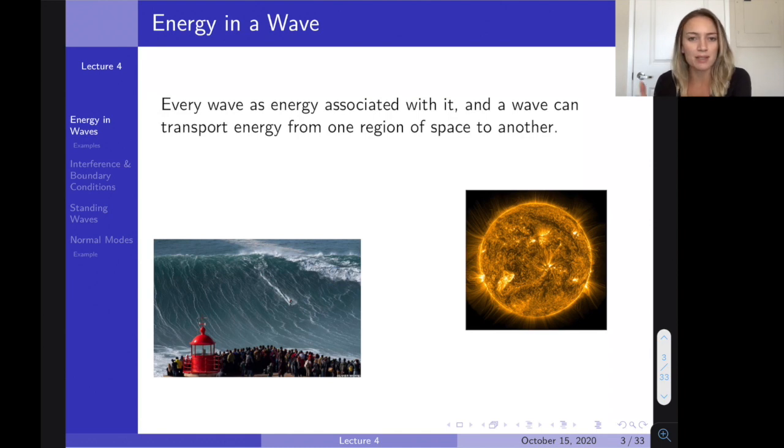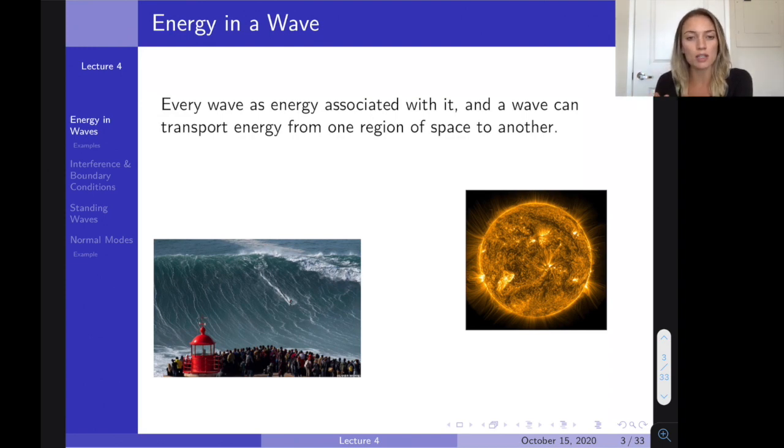If anyone's been to the beach, you know that waves carry energy. If you've been knocked down by a wave, you definitely know that. If you've been outside, you know that the light waves from the sun carry energy, right? Because it's hot outside. So waves carry energy, and they transport energy from one location to the other, right? The sun transports energy from 93 million miles away to the Earth. So waves can transport energy.